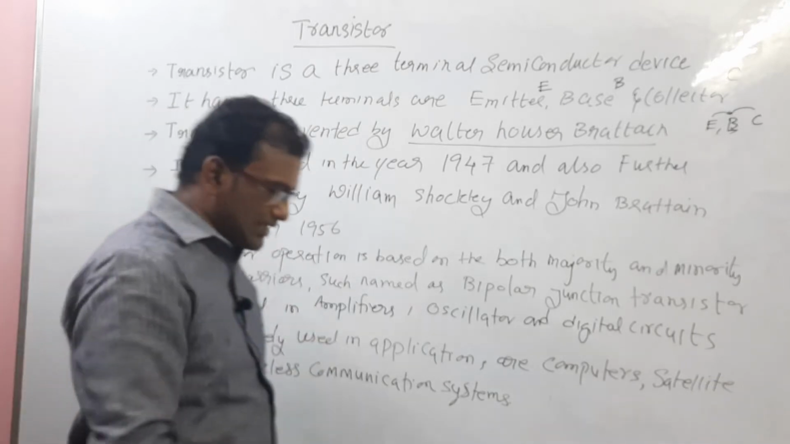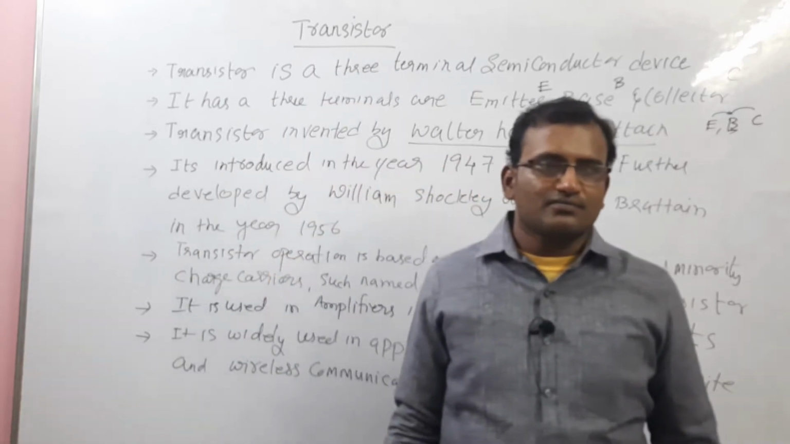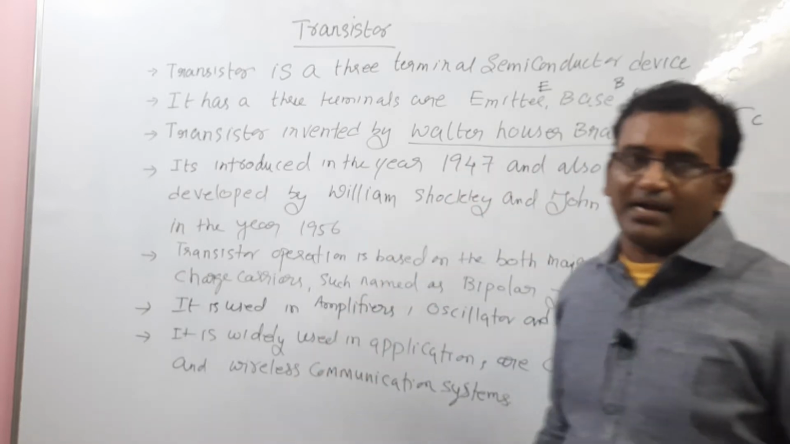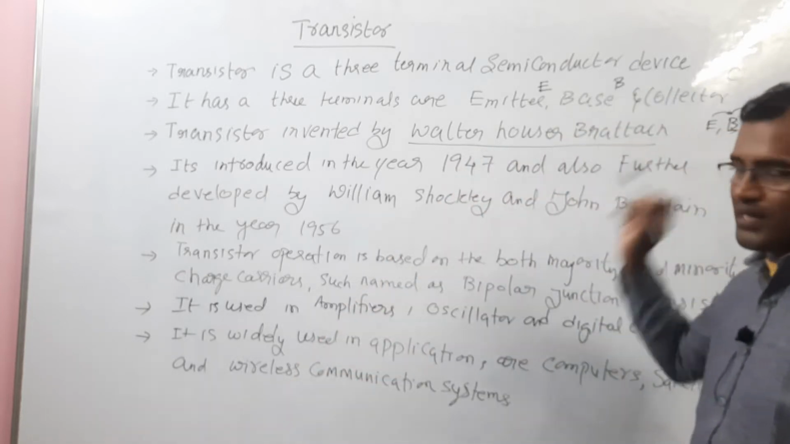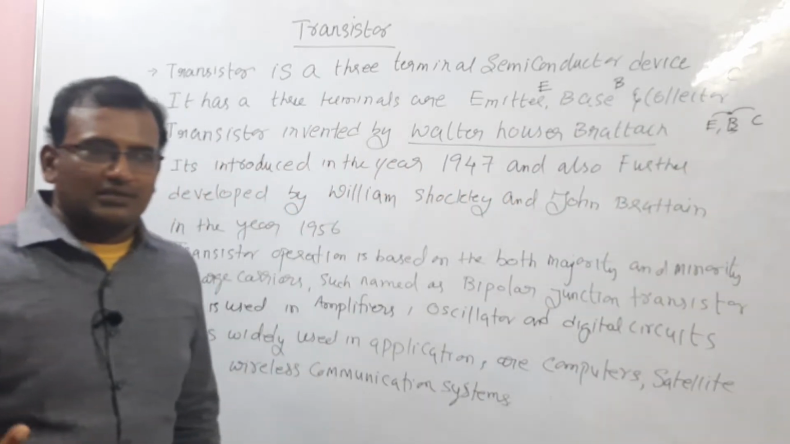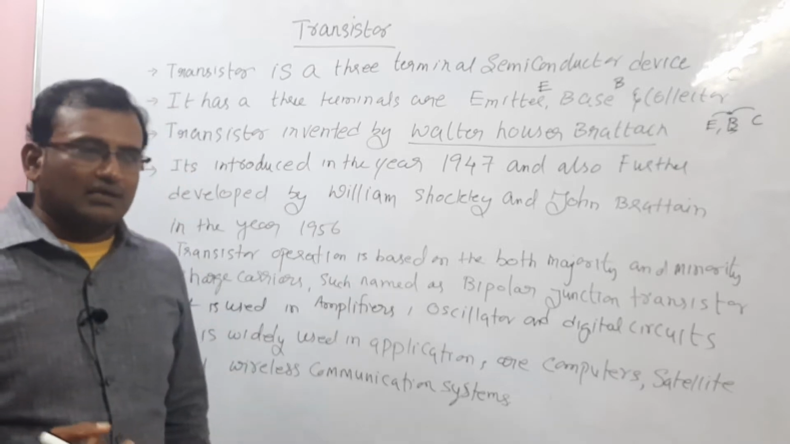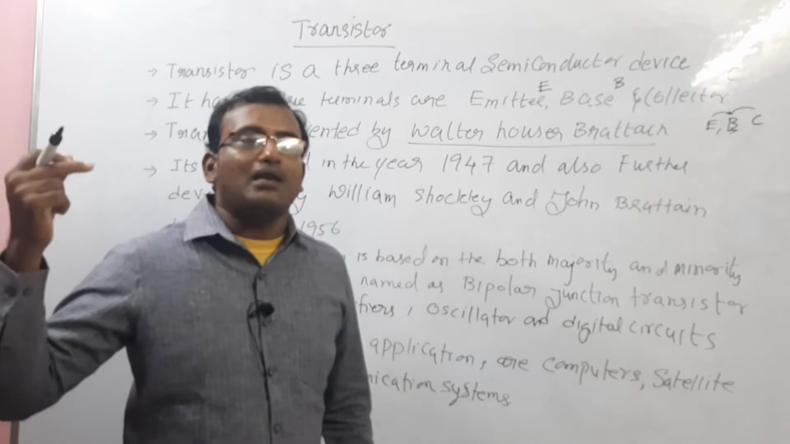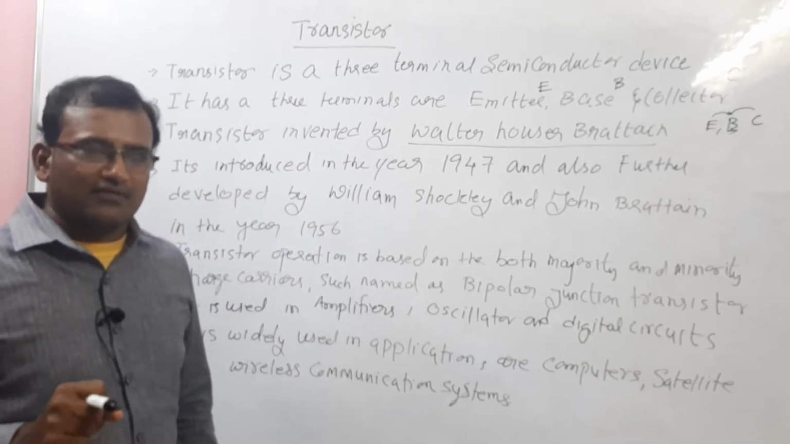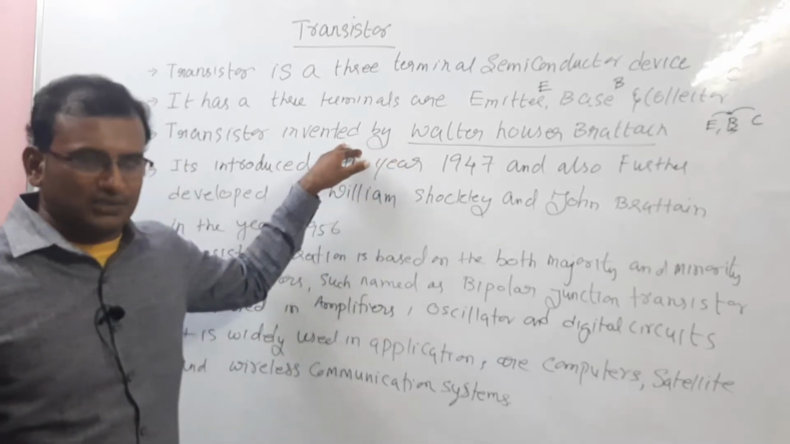Now, who invented this transistor? Anybody knows? It was invented by Mr. Walter Houser Brattain. Okay. He was a scientist in an American university, and the transistor was introduced in Bell Laboratories in the year 1947.